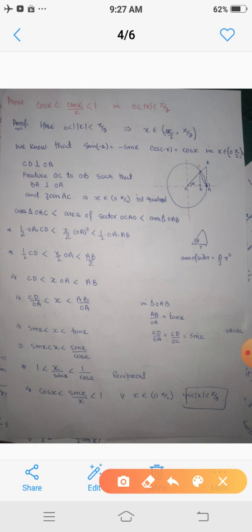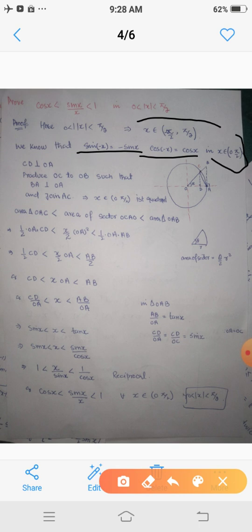This mod x greater than 0 and less than pi by 2 means actually x belongs to the open interval minus pi by 2 to pi by 2, because when we consider the modulus from 0 to minus pi by 2, their modulus is always greater than 0 and less than pi by 2. Also we know that sin of minus x is minus sin x and cos of minus x is cos x. If we consider x, meaning the angle, in the interval 0 to pi by 2, that is in the first quadrant, we have to prove this inequality for the first and second quadrants. Here we will prove only for the first quadrant.